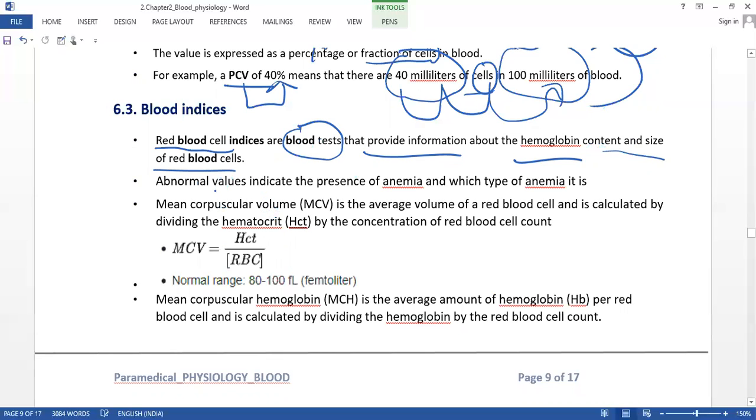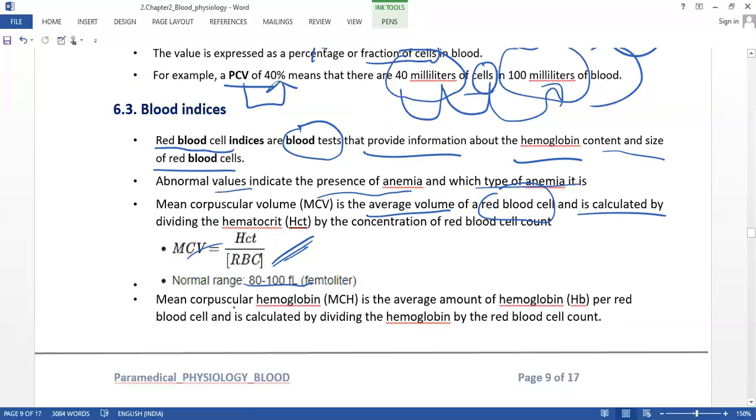And abnormal values also indicate the presence of anemia, and which type of anemia is included. So MCV, that is mean corpuscular volume, is the average volume of the red blood cell. It is calculated by dividing the hematocrit by the concentration of the red blood cells. The formula is MCV equals hematocrit divided by RBC. The normal range is 80 to 100 FL, that is femtoliters.